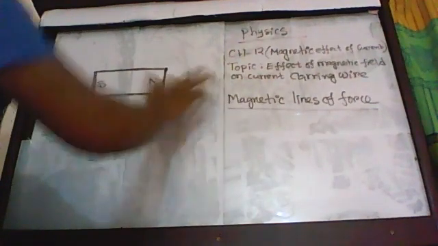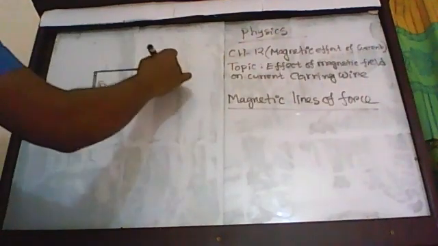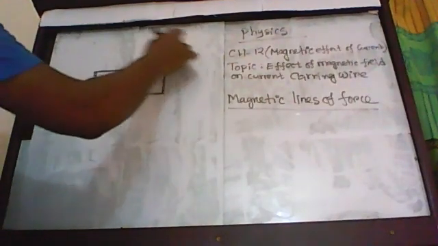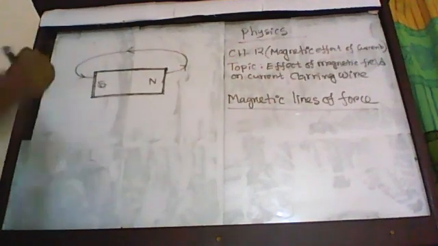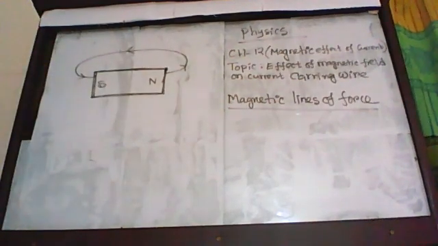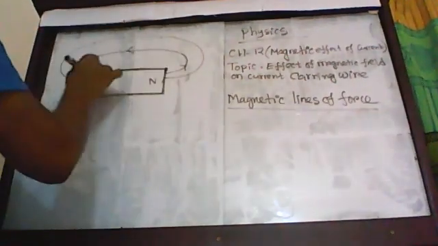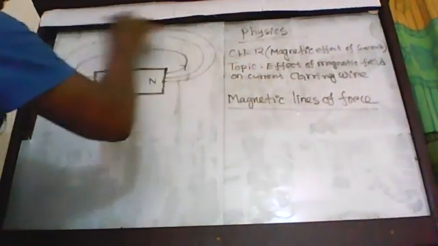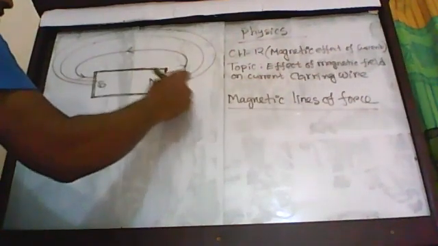Now I can say that because of this repulsion force, this north pole moves in this direction, because north pole repulses north pole, but north pole is attracted by south pole. So similarly, you can see some lines here.